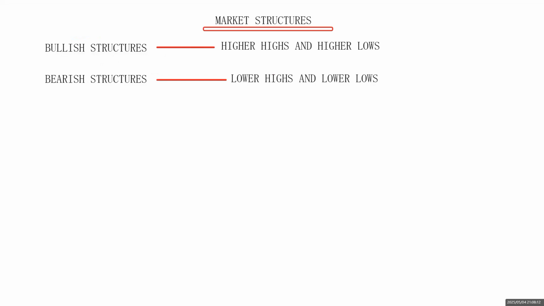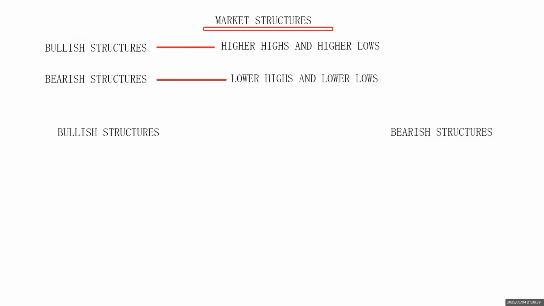So what we are now going to do is draw out what these bullish structures are and what these bearish structures are. On the left of my screen, I'm going to write that these are bullish structures, while on the right part of my screen, I'm going to write out that these are bearish structures. So let's go ahead.